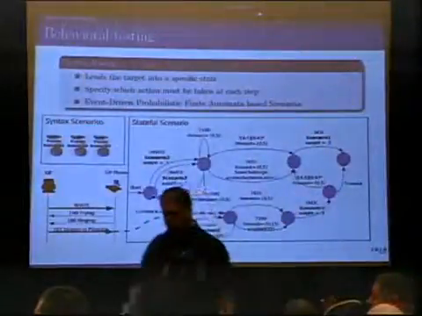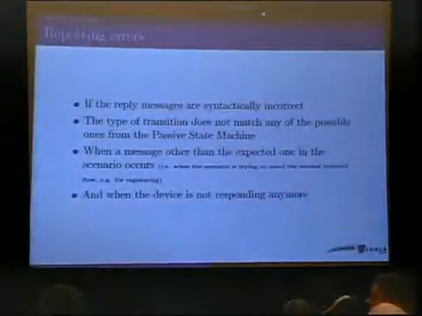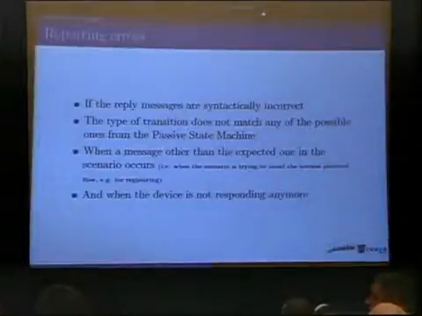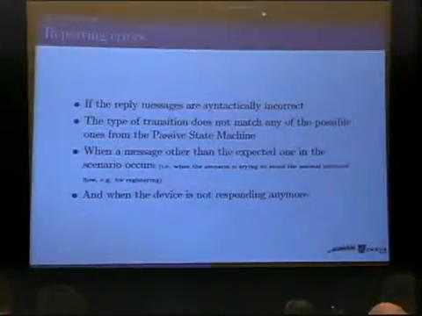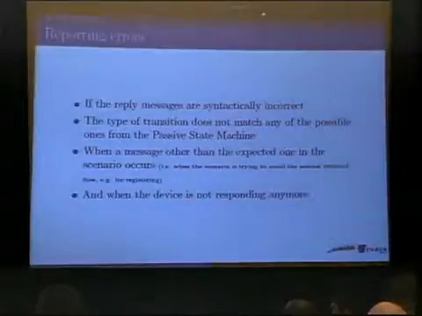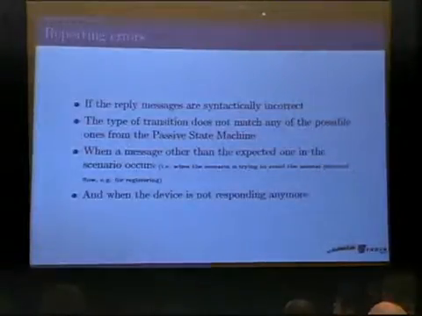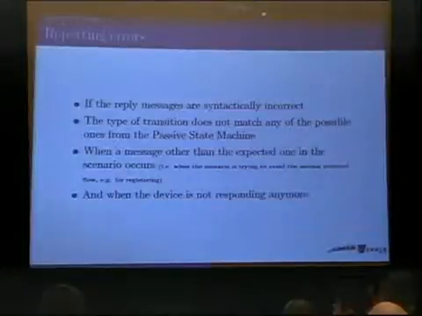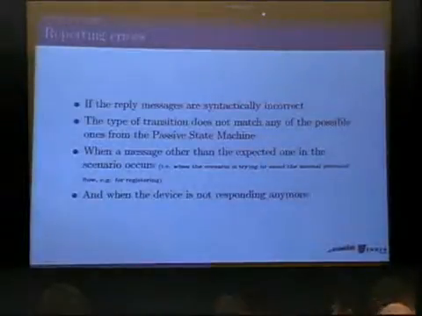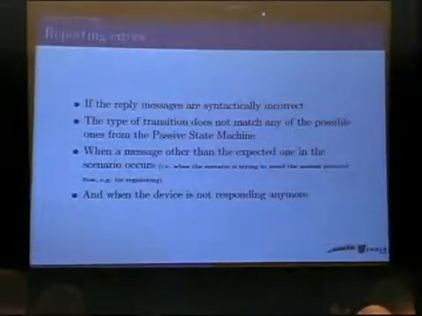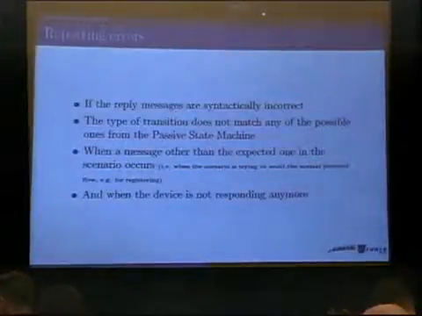Okay, so I keep going. As I said earlier on, we can know when each message is syntactically incorrect. So we can report an event, for example, when one of the transitions in the state machine or the tree state machine is not any of the ones that we learned, or if we have the active state machine, then we have some success node. If we arrive at such a node, then we will report some event. And finally, of course, when the device is not responding anymore.